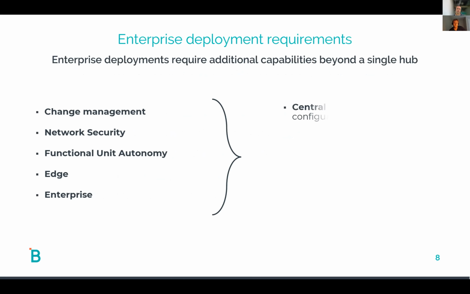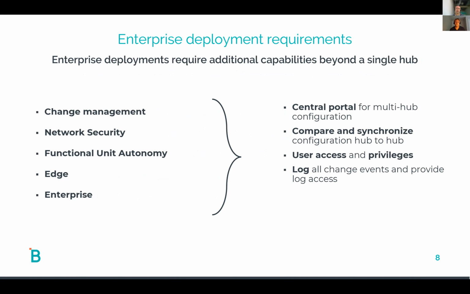So these deployment architectures have really driven a series of requirements that we've heard from our customer base. They're around, we need a central portal to manage a multi-hub configuration. We need to be able to compare and synchronize configuration from one hub to the next. We need to be able to manage users. Who has access to what hub? What can they do? What do they have access to and what are their privileges?